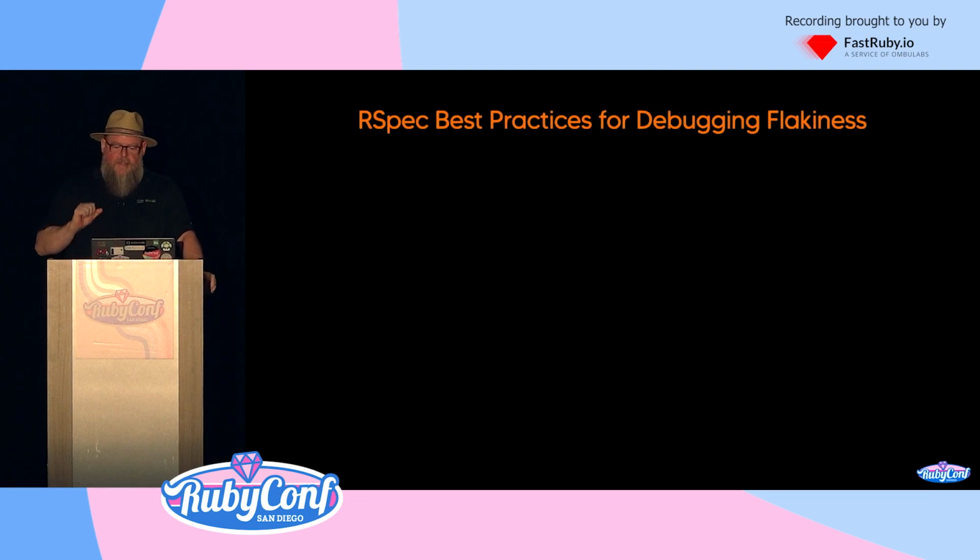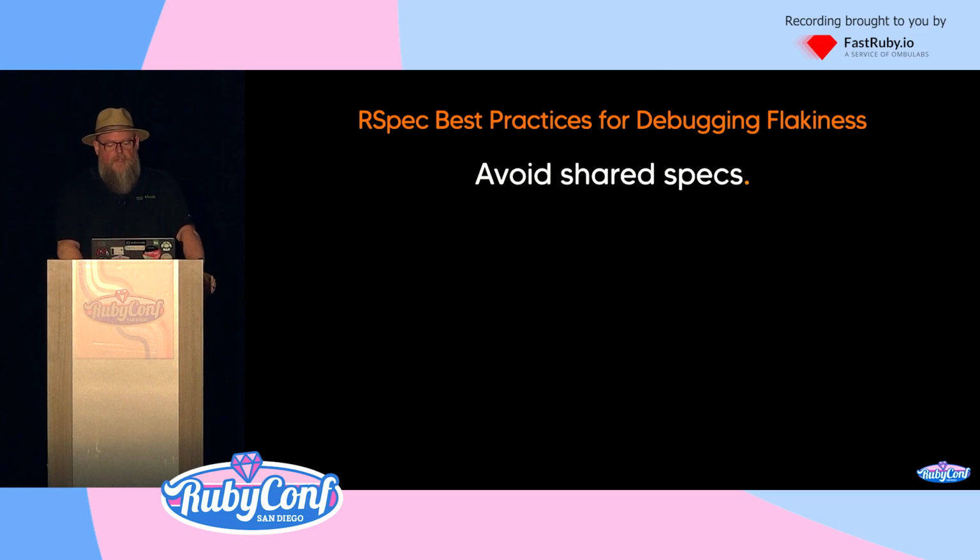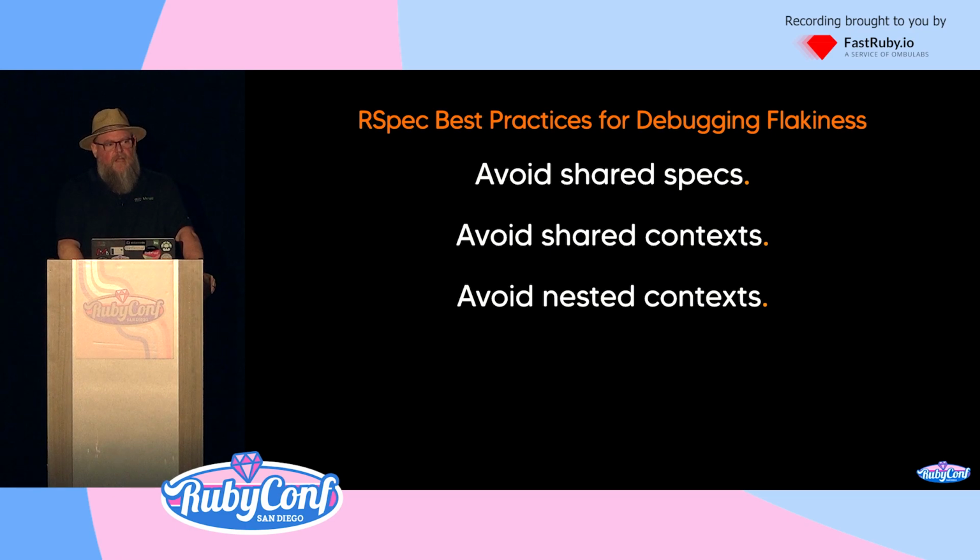And one more thing. I have a bit of a hot take here. Debugging this stuff is incredibly hard, but it gets 1,000 times harder if your specs are too dry. So avoid using these features of RSpec. They seem harmless at first, even useful when you're writing the specs, but ultimately they're going to make debugging way too hard. So avoid shared specs, avoid shared contexts, avoid nested contexts, and avoid let.